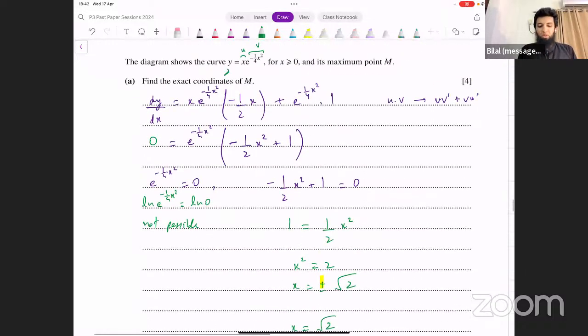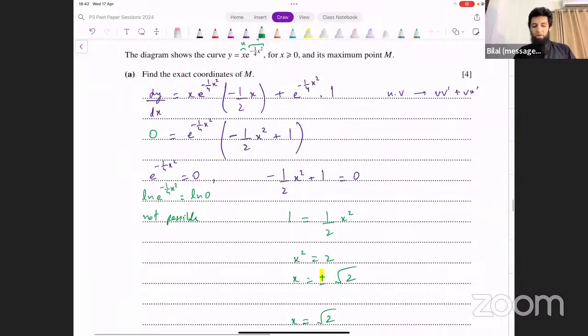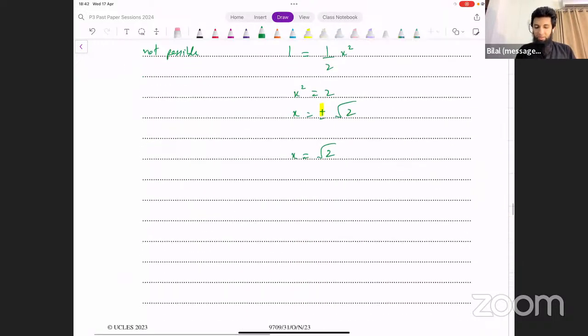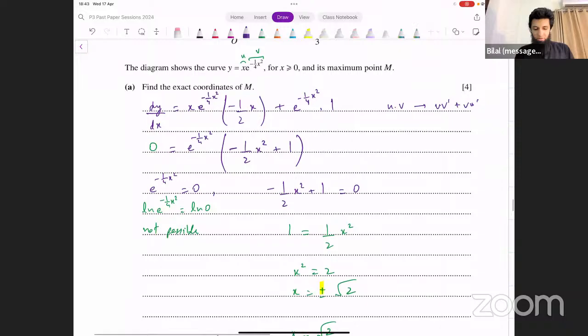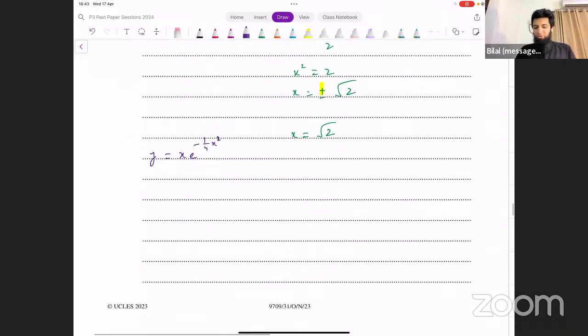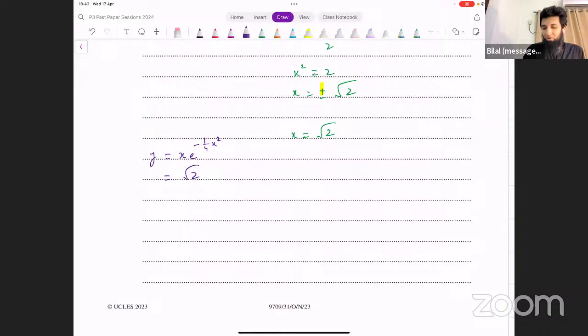We need to find the exact coordinates. That means we also need the y coordinate. How do you find the y coordinate? Put this back in the original equation and you'll get the corresponding y coordinate. y equals x e raised to power minus 1 over 4x squared. Let's put that value of x here. It becomes under root 2 into e raised to power minus 1 over 4 into under root 2 whole squared. And that will give you under root 2 e raised to power minus 2 over 4, which is minus 1 over 2. That's the value of y that we get.